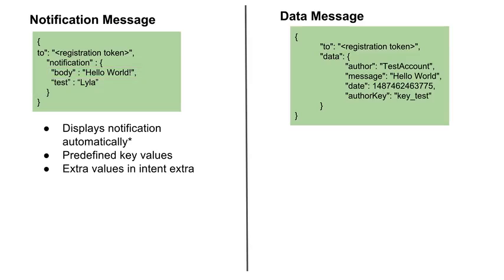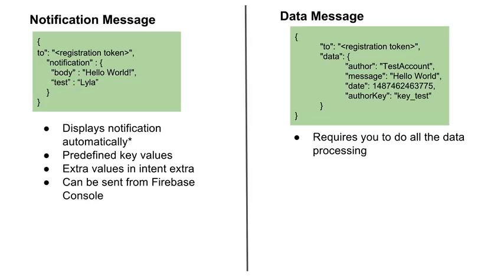You can also have optional key value pairs that go into the Intent Extras bundle, which is accessible when you launch the app from that notification. In this example, test is an example of one of those extra key value pairs. Also, notification messages can be sent from the Firebase console. Now, in comparison, data messages do nothing automatically. And what this means is that you're responsible for adding the code to process the data that comes in. It won't display a notification or anything like that automatically.